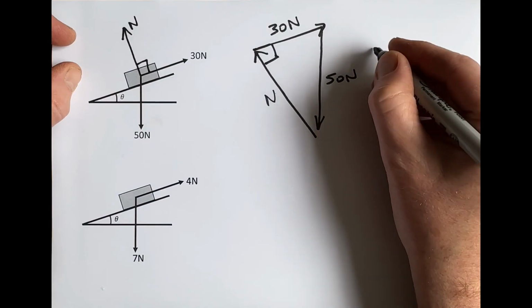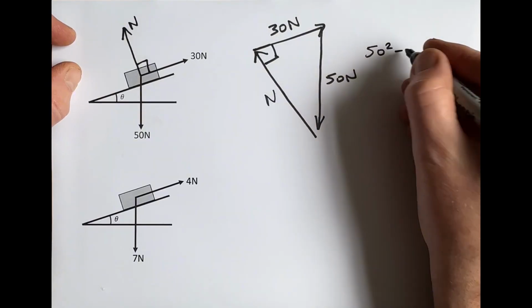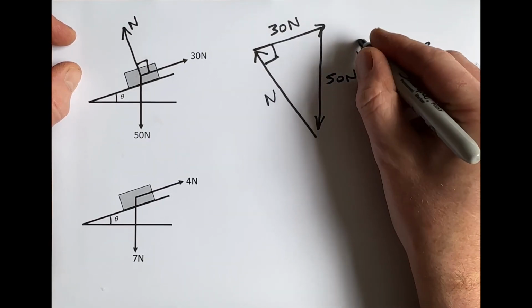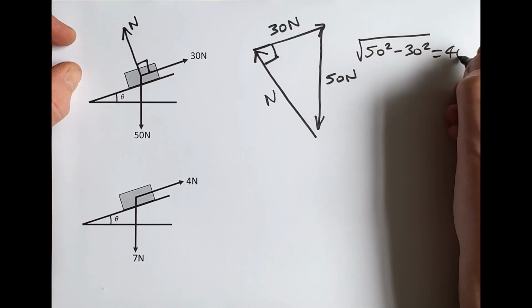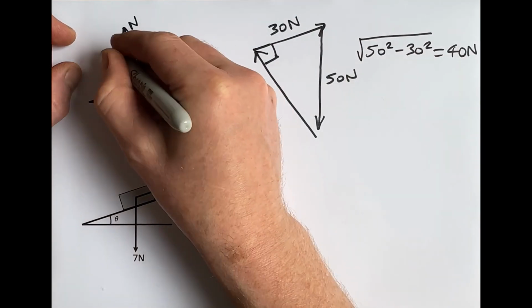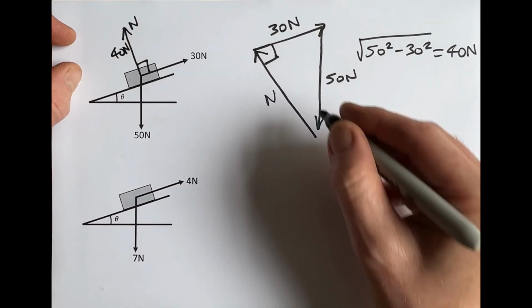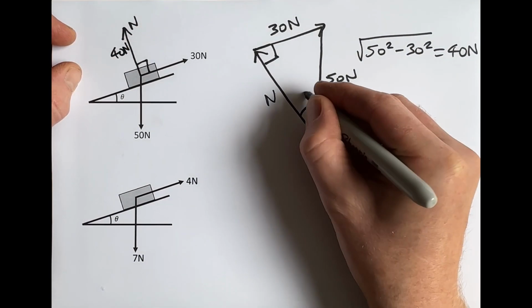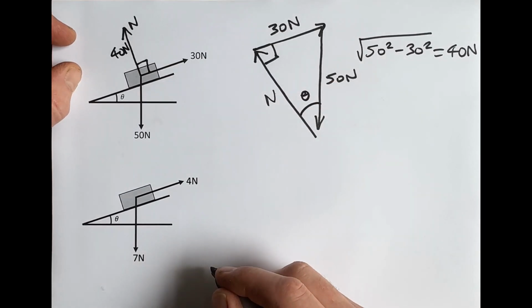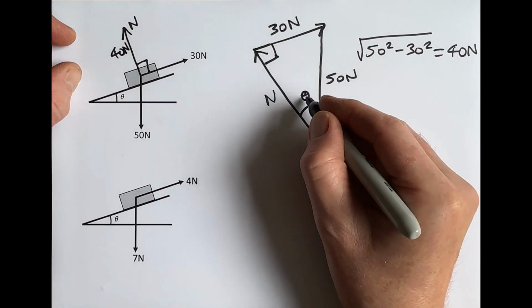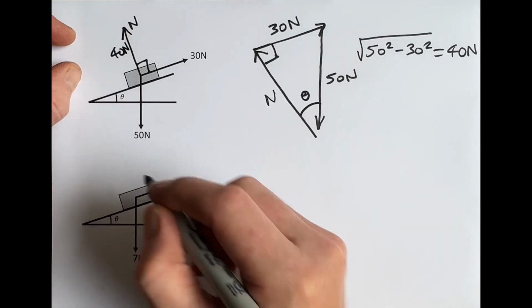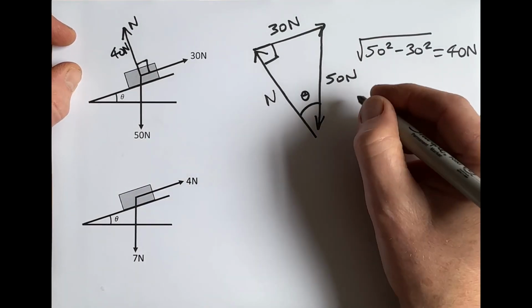Now we can work this out using Pythagoras. So 50 squared minus 30 squared, and then we square root that. That's going to give us 40 newtons. So this is 40 newtons, okay? We can then work out this angle here, theta, and that angle there is the same as this angle here, and I'll explain why in a moment. Let's just work out the angle first.